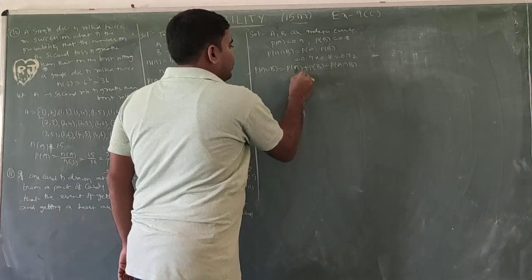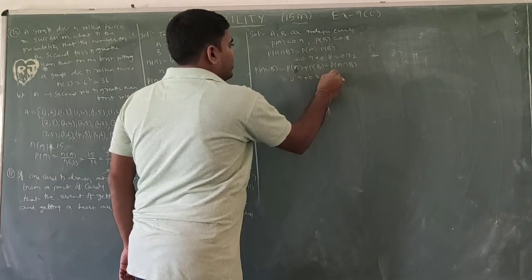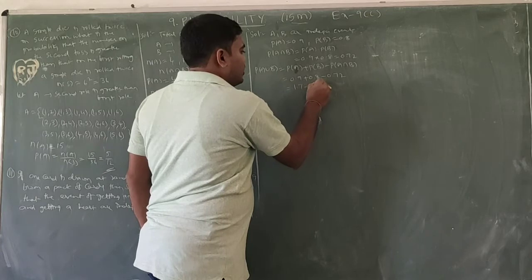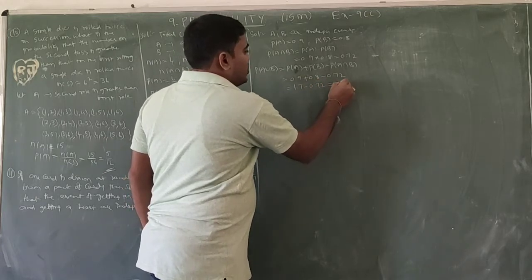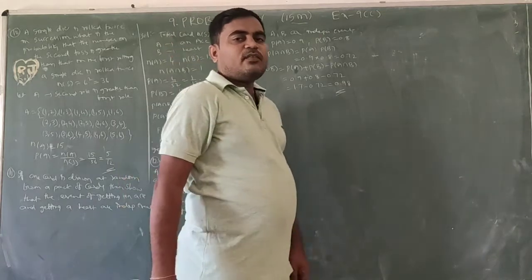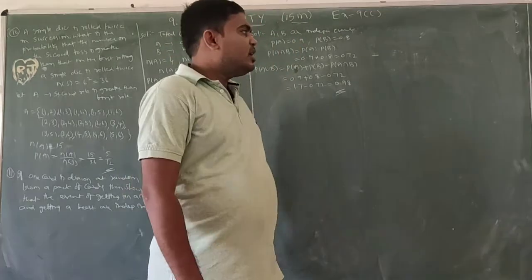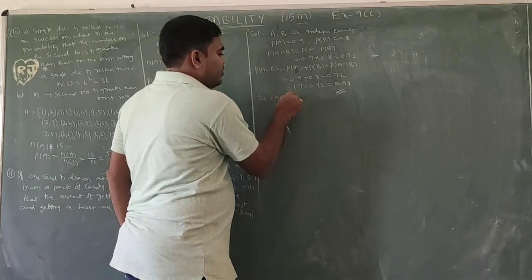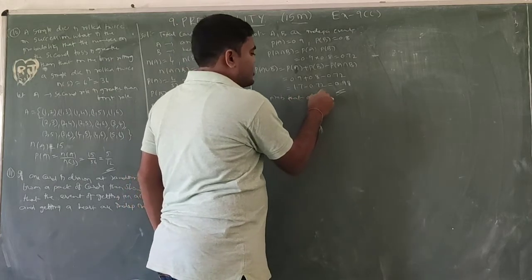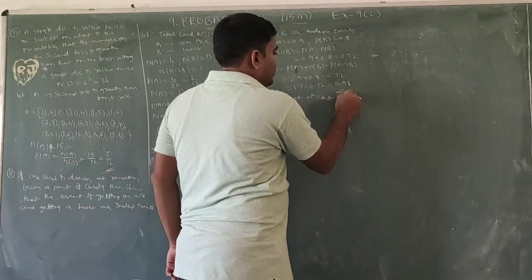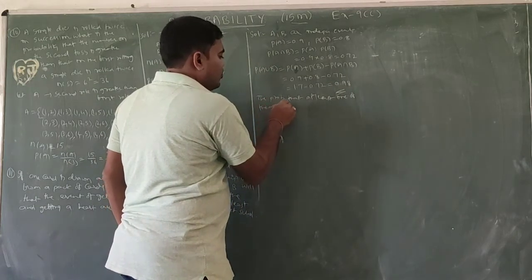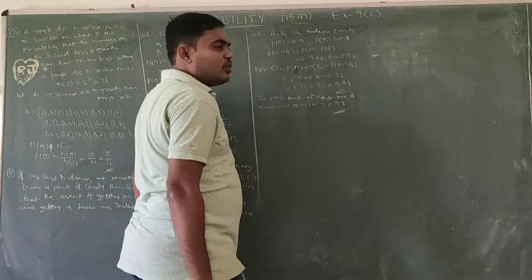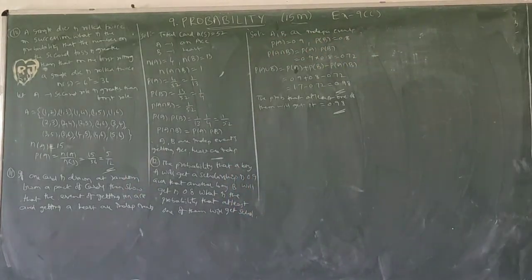P of A 0.9, P of B 0.8 minus 0.72. 9 plus 8, 17, 1.7 minus 0.72, which is equal to 0.98. So this is the required probability. So the probability that at least one of them will get a scholarship is equal to 0.98. So this is the required solution. Okay, next question.